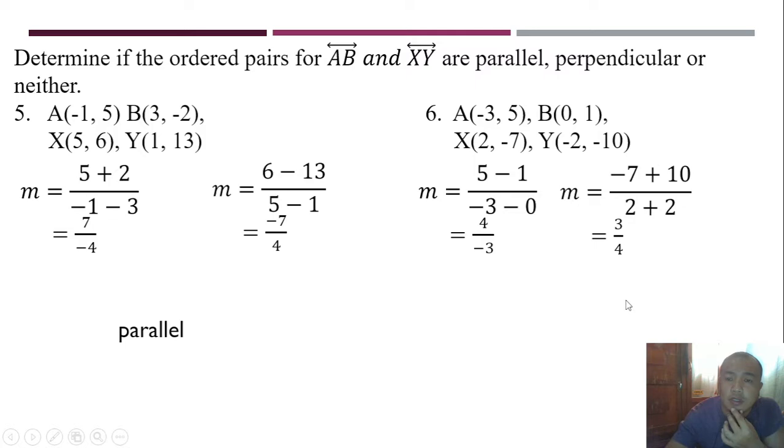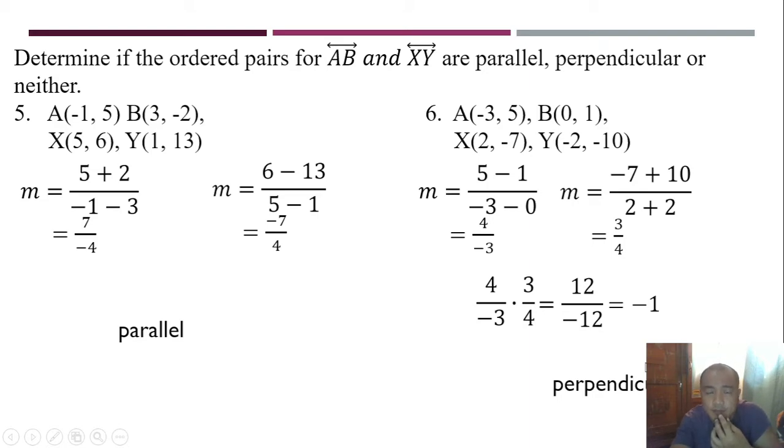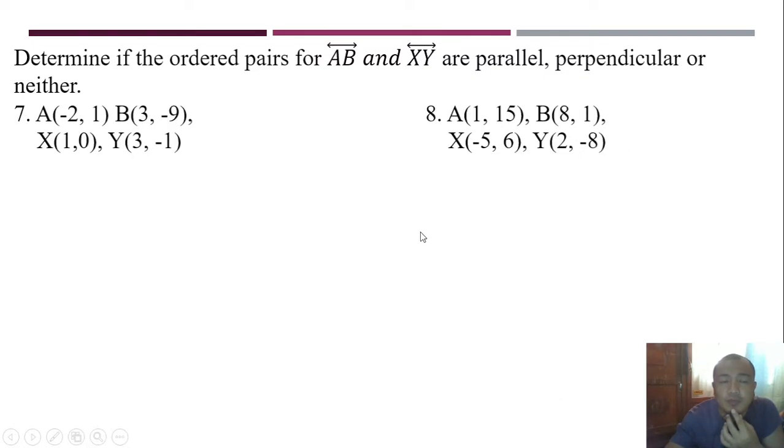3 fourths. What's the product of their slopes? Negative 1, therefore they are perpendicular. Perpendicular lines. So it's your turn to draw the lines of number 5 and number 6 to show that they are parallel and perpendicular. Another set, number 7.